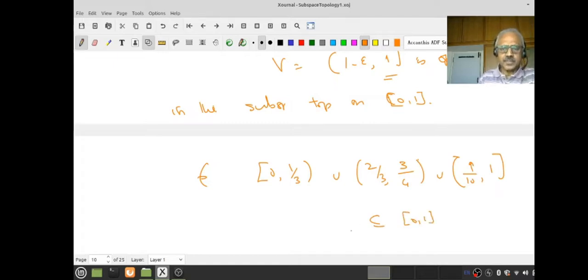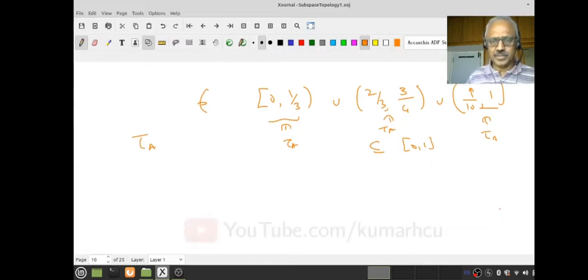Is this open in the relative topology, the subspace topology? Yes, because we know each of these is open in the subspace topology. Therefore, what do you get? The union of open sets. We know that tau A is a topology and each one of them belongs to tau A. Just now we proved it. Therefore, since it is a finite union, that is also in tau A. So pause, review, proceed. Go through this example carefully, learn that well.